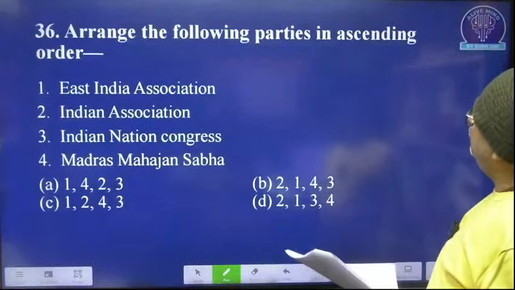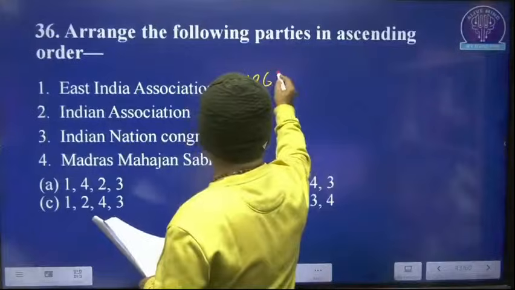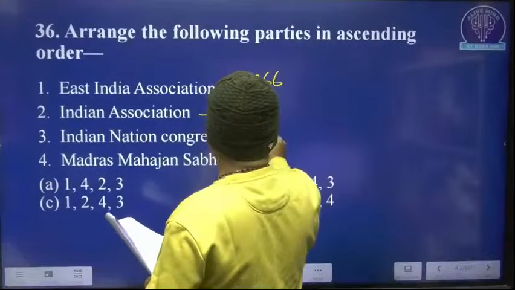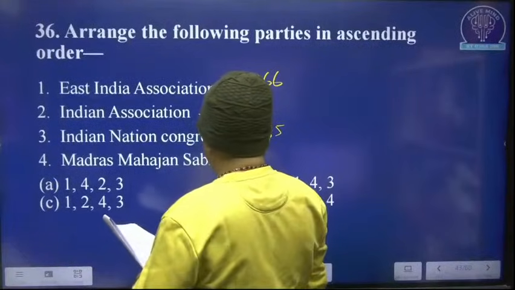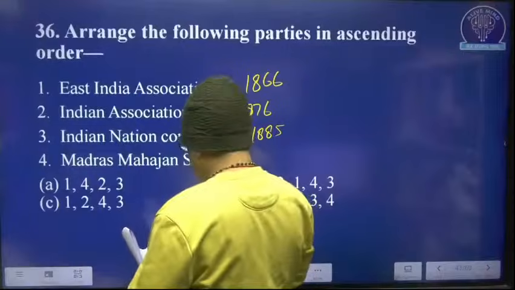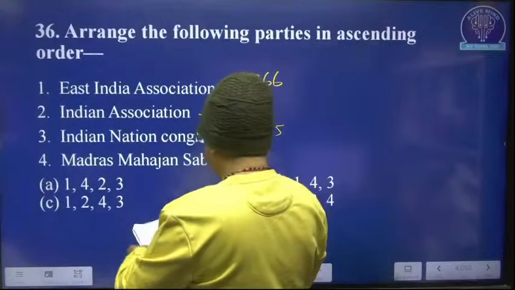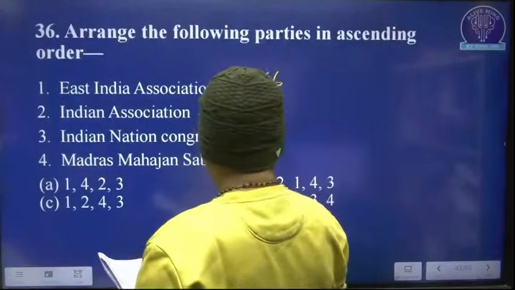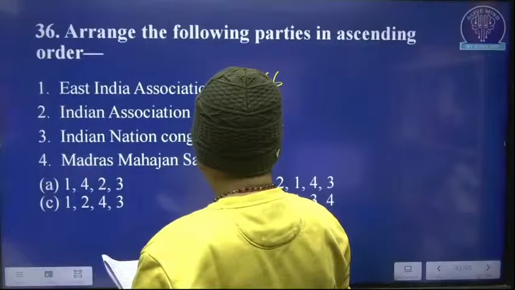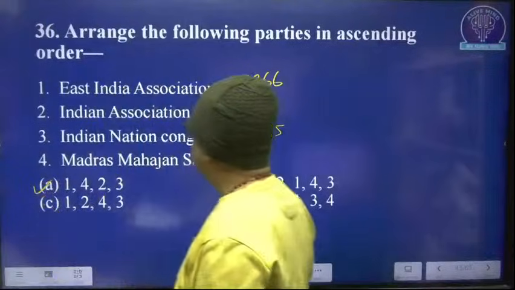Arrange the following parties in ascending order: East India Association 1866 by Dadabhai Naoroji, Indian Association 1876 by Surendranath Banerjee, Indian National Congress 1885, Madras Mahajan Sabha. 1, 4, 2, 3. A is the answer. 36A.